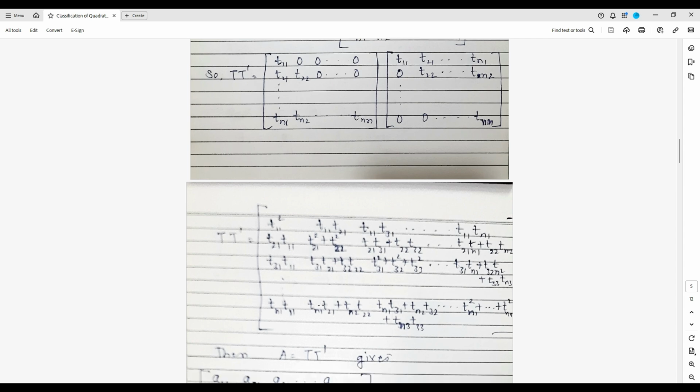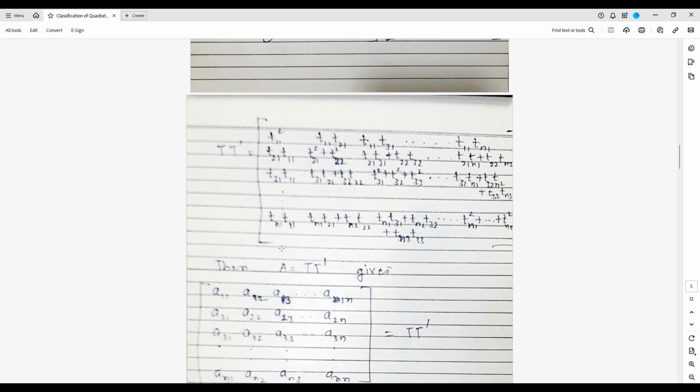Lastly, the last term in the third row would be T31 into Tn1 plus T32 into Tn2 plus T33 into Tn3 and so on. So finally, the last row would be Tn1 into T11, Tn1 into T21 plus Tn2 into T22. So the first element in the last row will have only one term, the second element will have two terms, and the third element will have three terms and so on. Lastly, the last element in the last row, that is the nth element, would have n terms: Tn1 square plus Tn2 square and so on up to finally Tnn square. So this is how T into T prime will look.